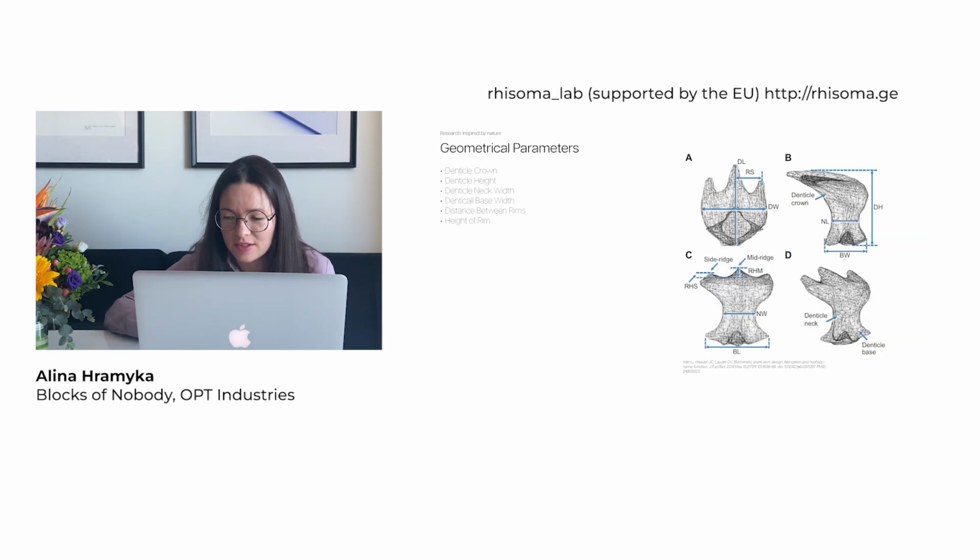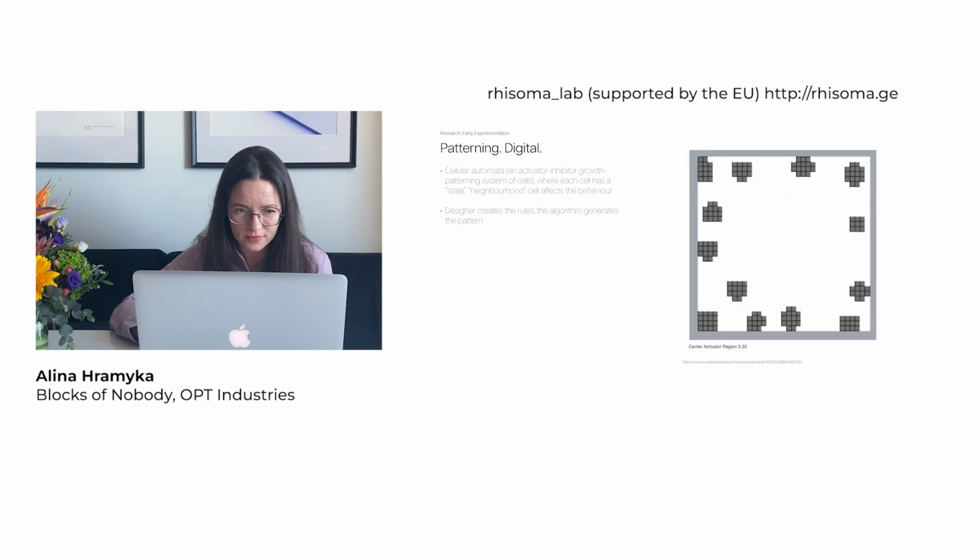So the question was how to translate it into the computational world, and what we can explore. So I extracted several parameters from it. It was the denticle crown height, the neck width, the base width, the distance between the ribs and the height of the ribs. That's basically the basic parameters that can be printed, to explore what is actually influencing what in fluids.